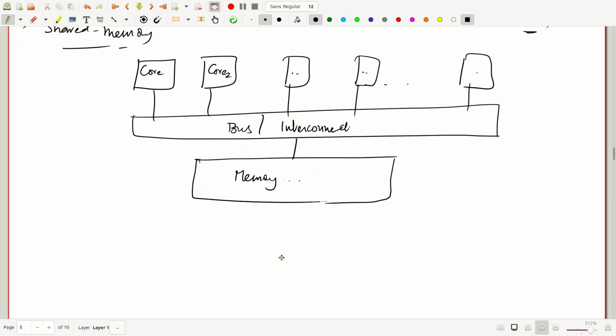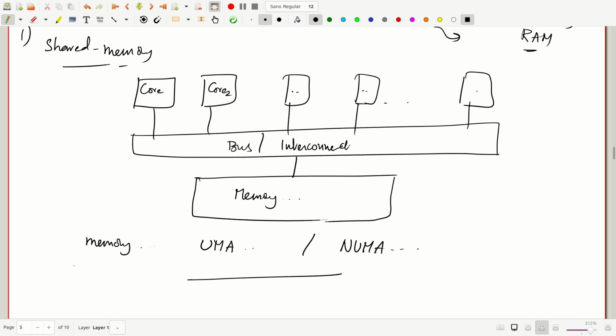Now, within the shared memory, depending on how the memory is accessed, there is another classification known as uniform memory access as well as non-uniform memory access, but we are not going into those details at the moment. But you can learn, if you are interested, how the uniformity is defined depending on how fast or easy it is for a particular core to access memory coming from the other core.